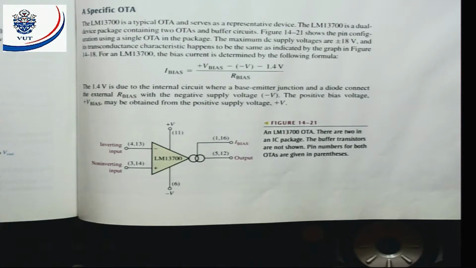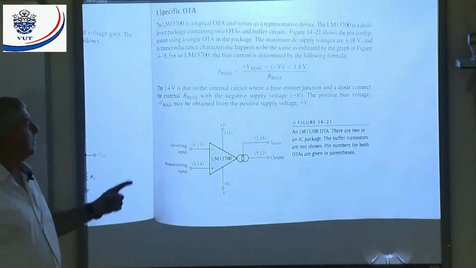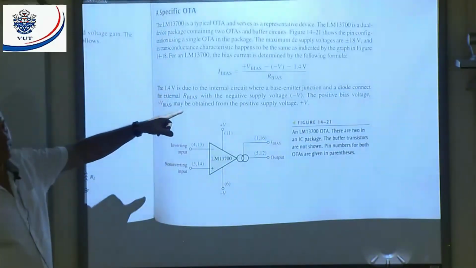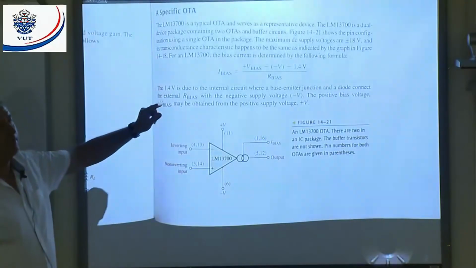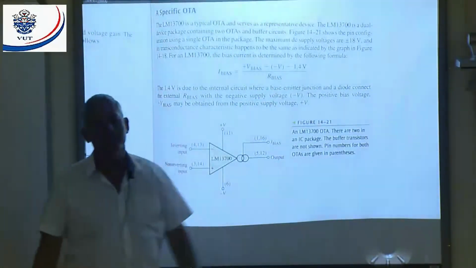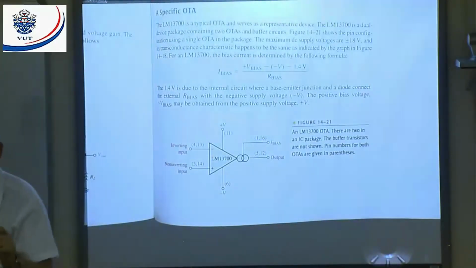All right, now you must listen to me. You must listen to me nicely. They say I bias is plus V bias minus V minus 1.4. Some of the old books, some of the examples in the books, they use 0.7 there. If you're going to use 0.7 in the test or in the exam, what will I do? I will mark you wrong. That's why I'm telling you nicely in class.